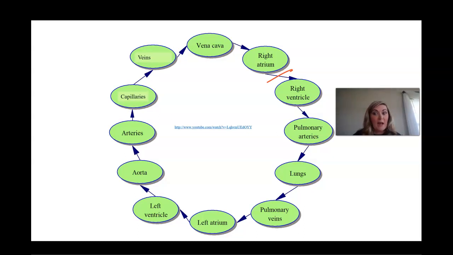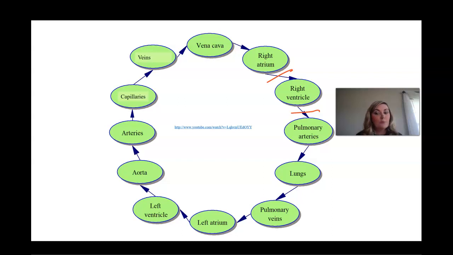The right ventricle contracts, goes through another valve, which is the pulmonary valve, then goes into the pulmonary arteries. Remember, arteries always pump away from the heart. Veins always go towards the heart. So the pulmonary arteries then take it to the lungs. Here, it lets go of the carbon dioxide, and it picks up oxygen at the alveoli.